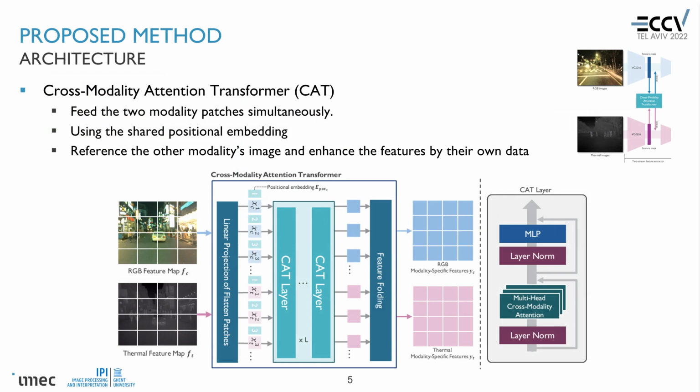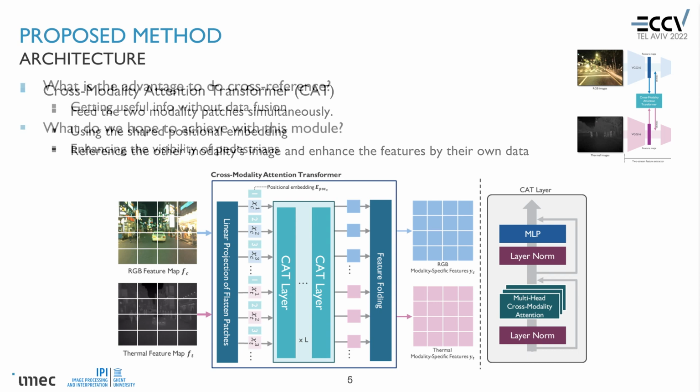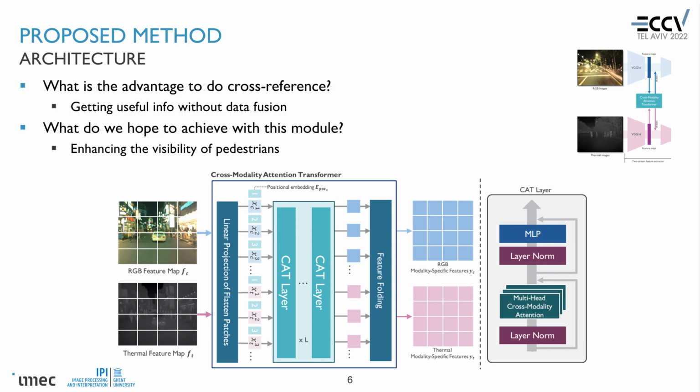For the cross-modality attention transformer, our goal is to enhance the modality-specific features by referencing the other modality's data. Two modality patches are fed into the transformer simultaneously as input, and we use a shared positional embedding to indicate the same position of different modality patches, and the outputs are two independent modality-specific feature maps. In this module, we try to reference the other modality's image and enhance the features by the current modality's data to get the specific feature maps.